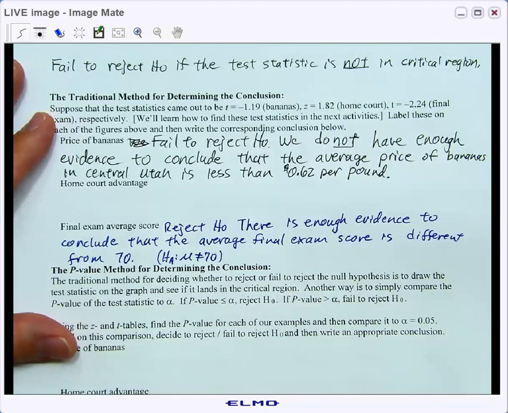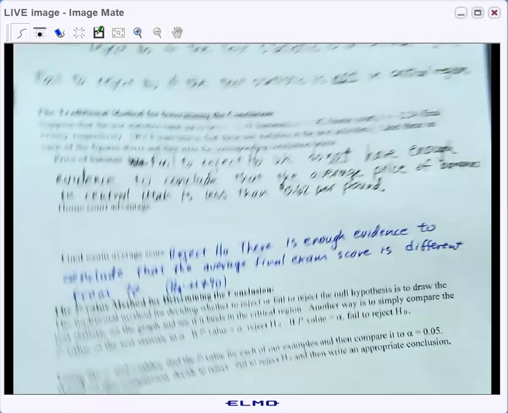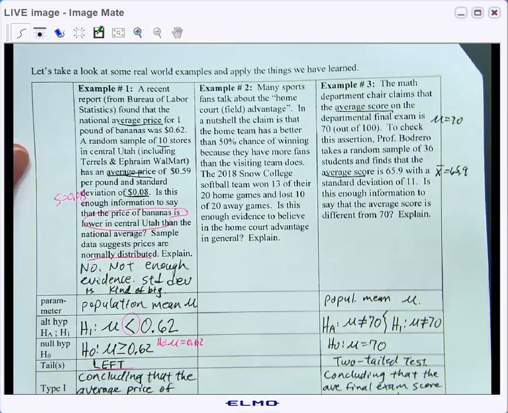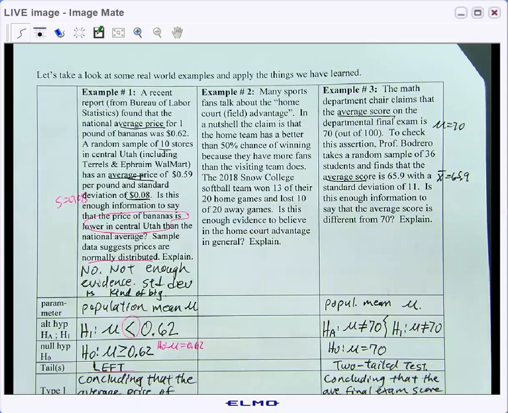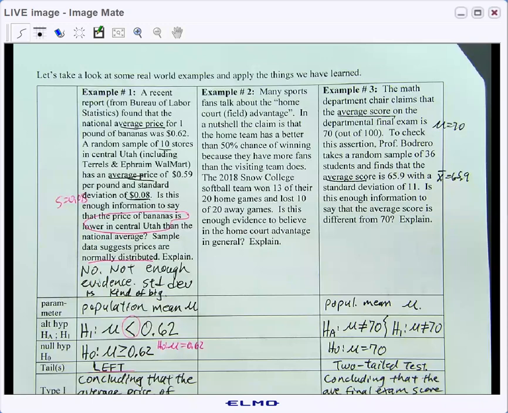Okay. I hope that has made sense. What I want you to do now is go back and try example 2 on your own, and in the next video, we'll step through it together after you've had a chance to try on your own.